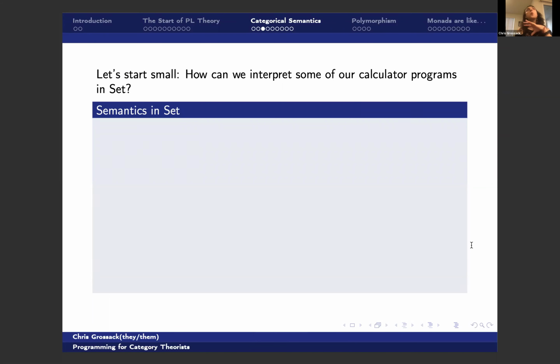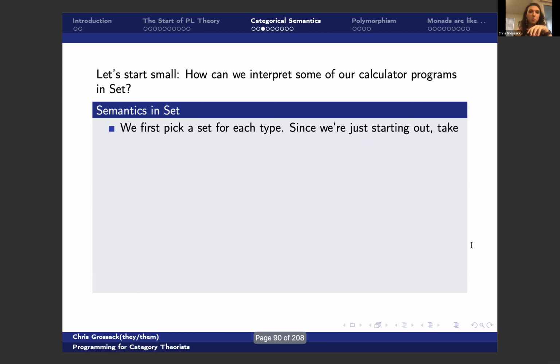So let's only interpret our calculator programs. So let's not do lambda expressions for now. How would we interpret calculator programs in set? Well, step one, we pick a set for every type. Since we're starting out, let's take the obvious ones. Let's take the set of Booleans, which is going to be {0, 1}. And the natural numbers are going to be, well, the natural numbers.